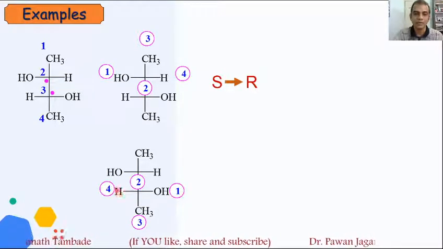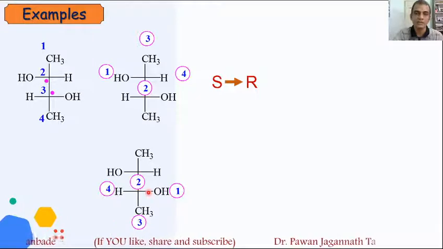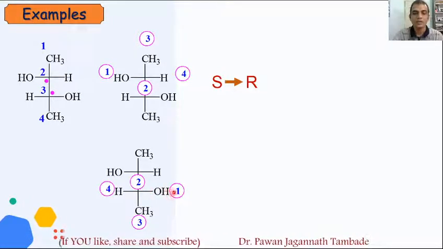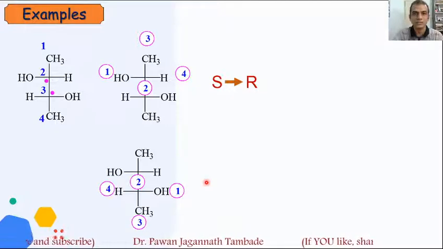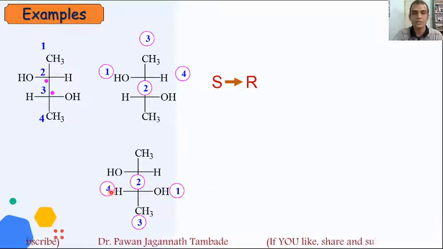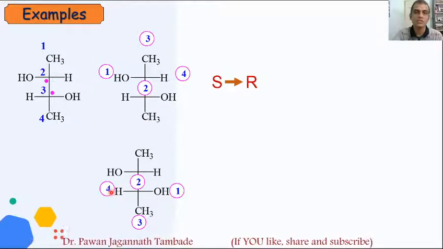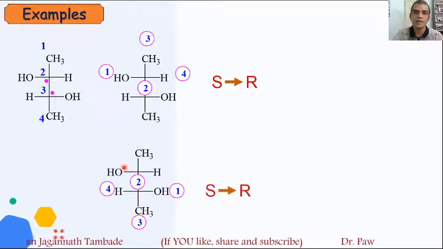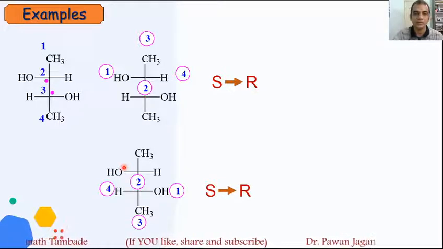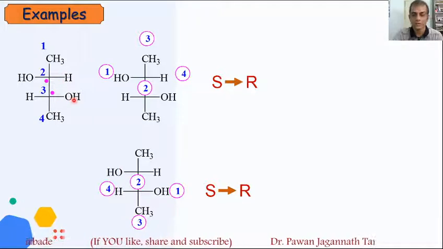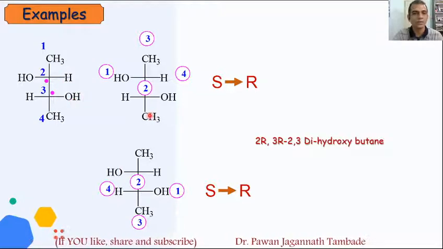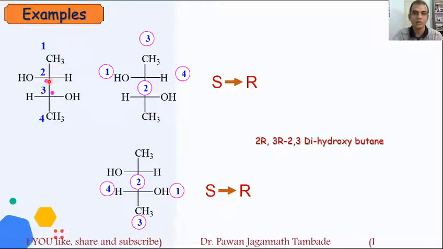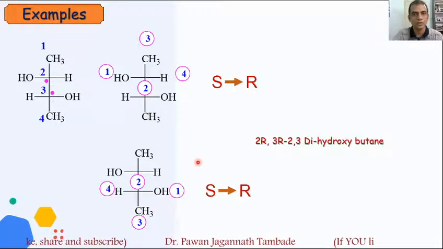The fourth priority atom or group is present on this horizontal line, that is towards the observer, and when you look at 1, 2, 3, you can read it in anti-clockwise manner, that is S configuration. But again, because this hydrogen is present on horizontal line, that is towards the observer, we need to use opposite rule, and thus S becomes R in this case as well. So this molecule is having 2R 3R configuration. This molecule is 2R 3R 2,3 dihydroxy butane molecule.